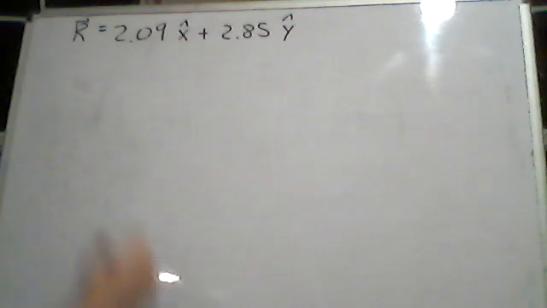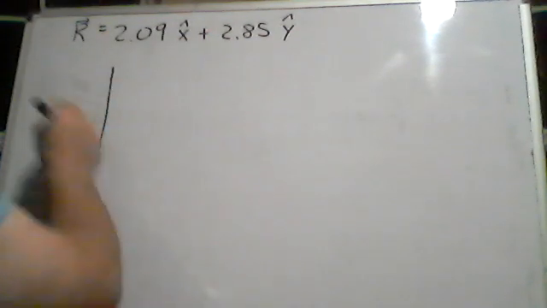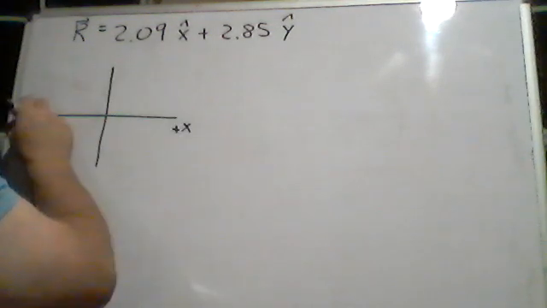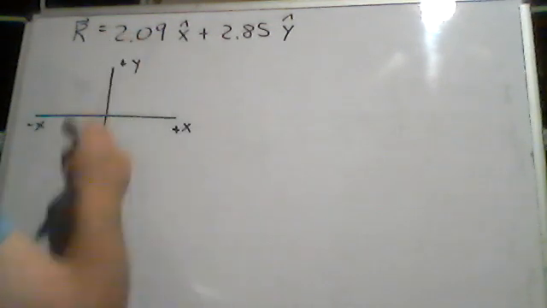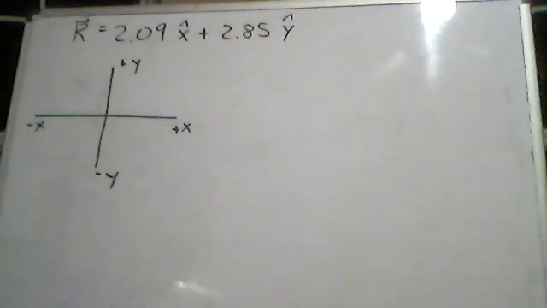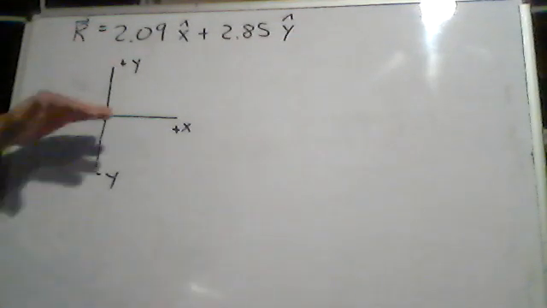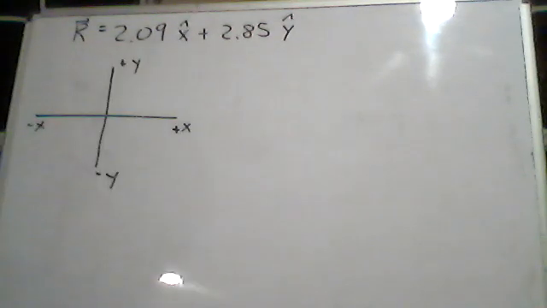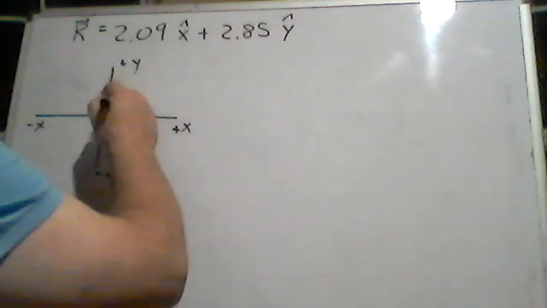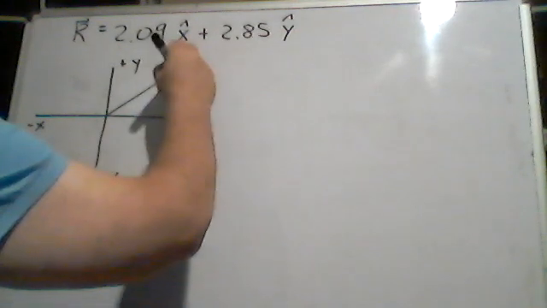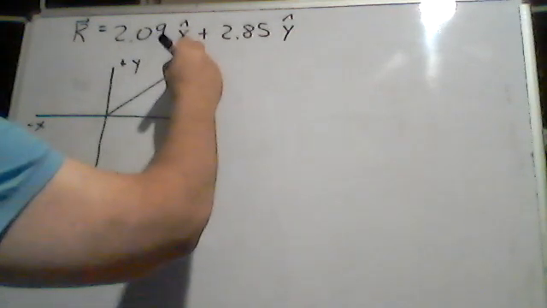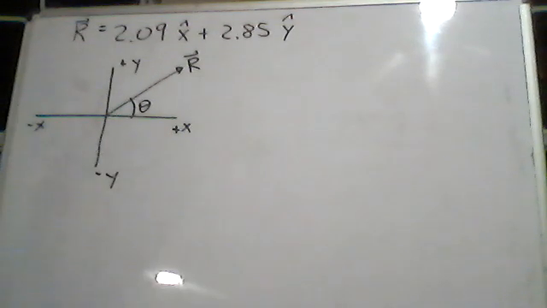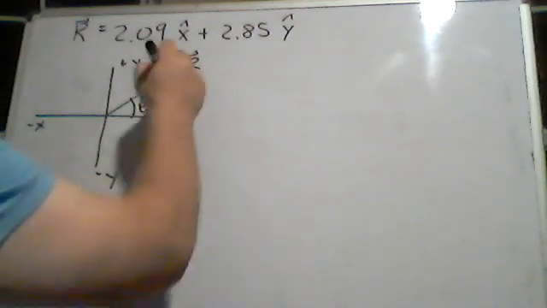So again, I already answered the question, where does it live? I'm just going to redraw my axes, plus x, plus y, and negative y. Well, if a vector has a positive x component and a positive y component, it is a first quadrant vector. So r, whatever it is, lives in the first quadrant. This is my r, and this is its theta, and I don't know what that is. What I do know is the following.